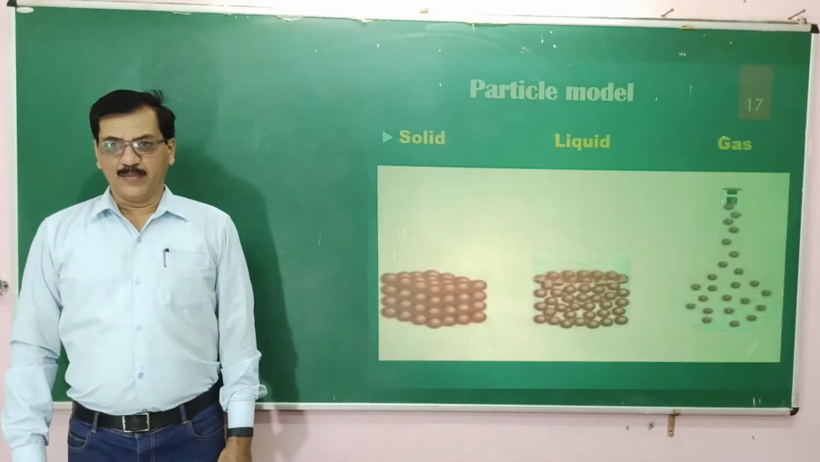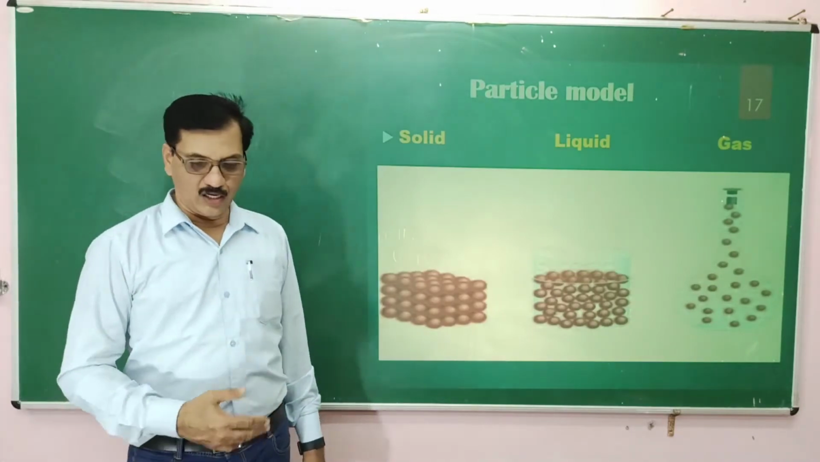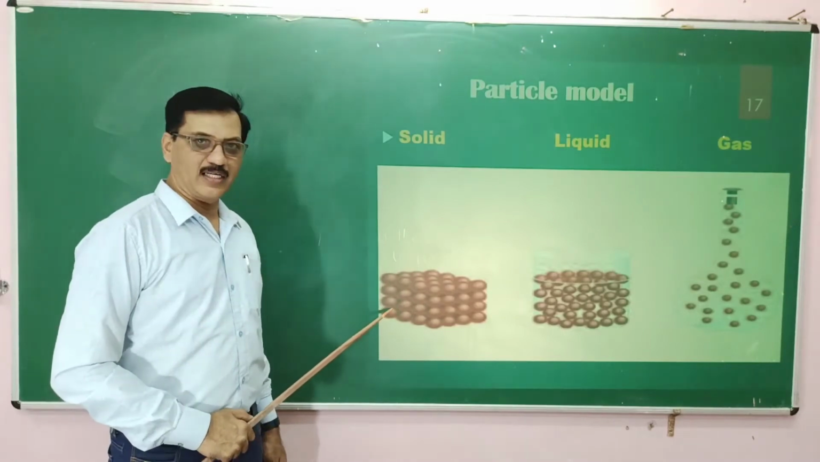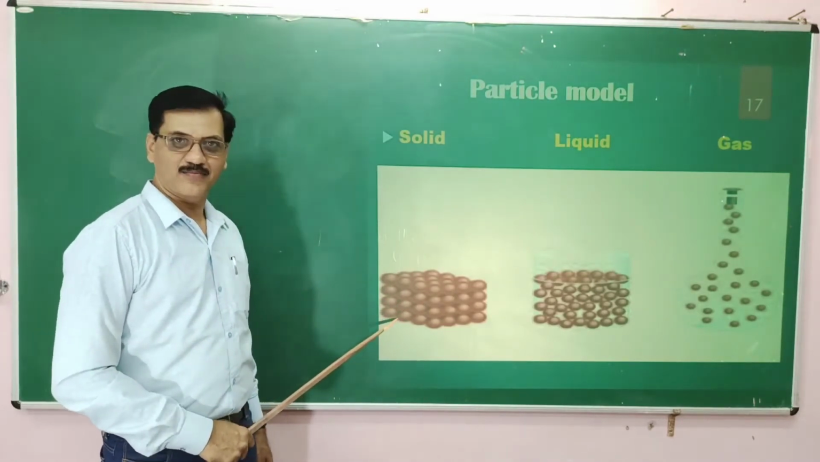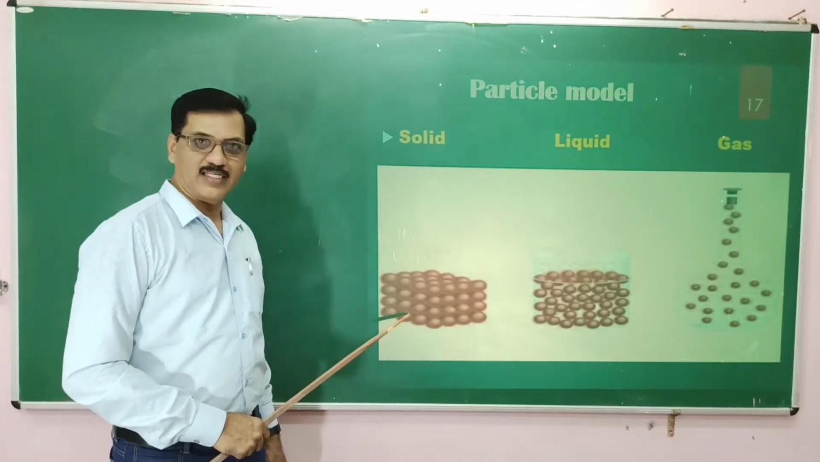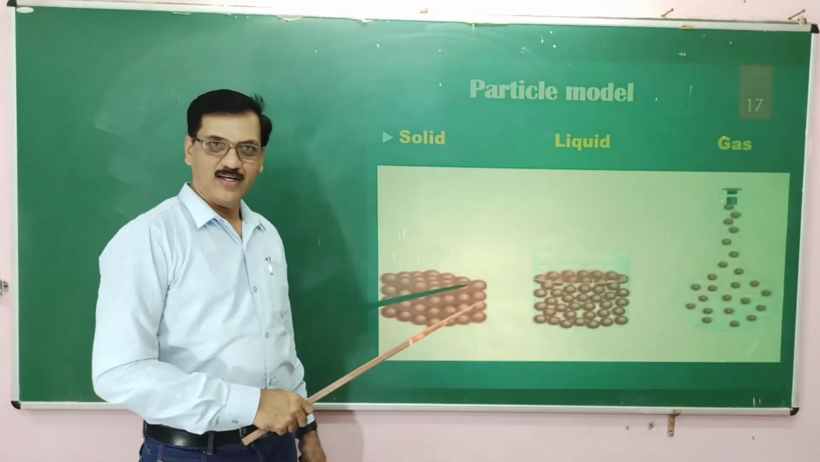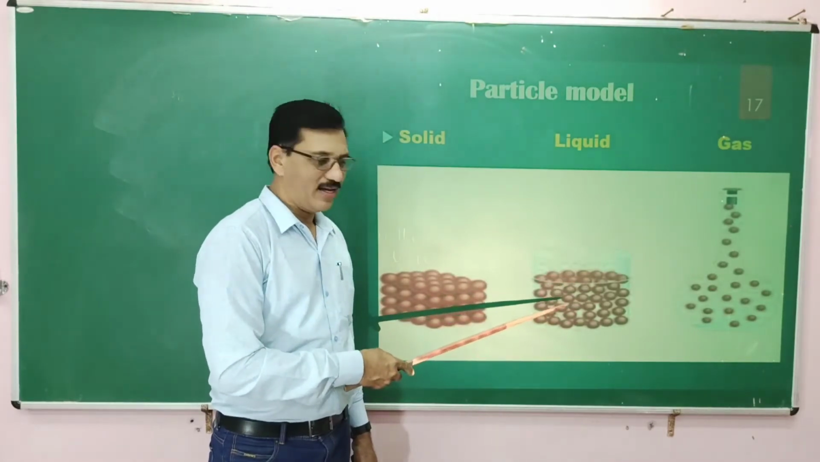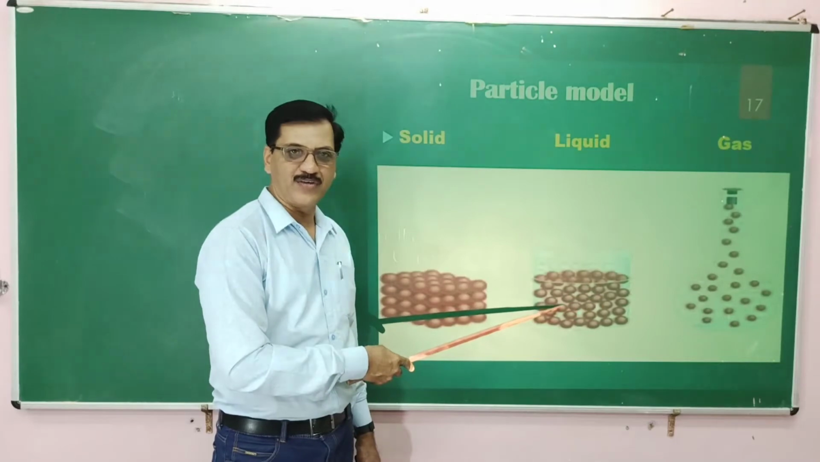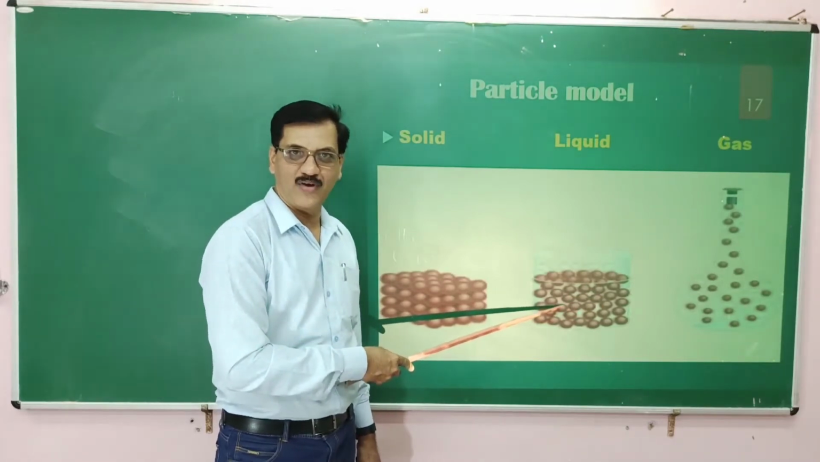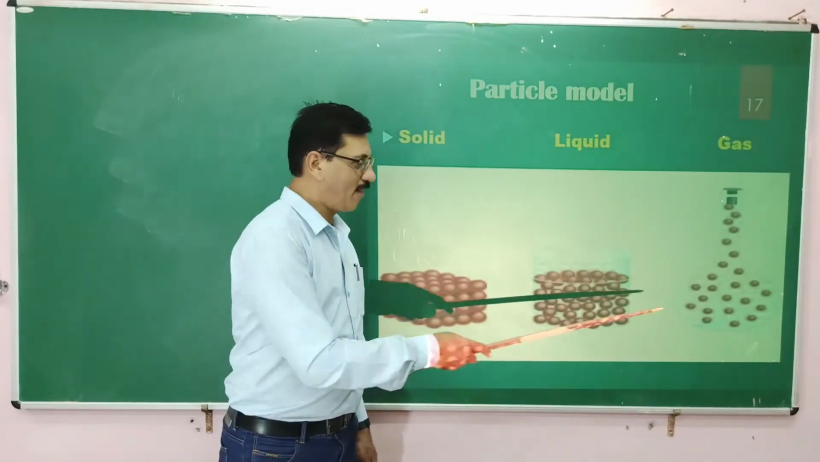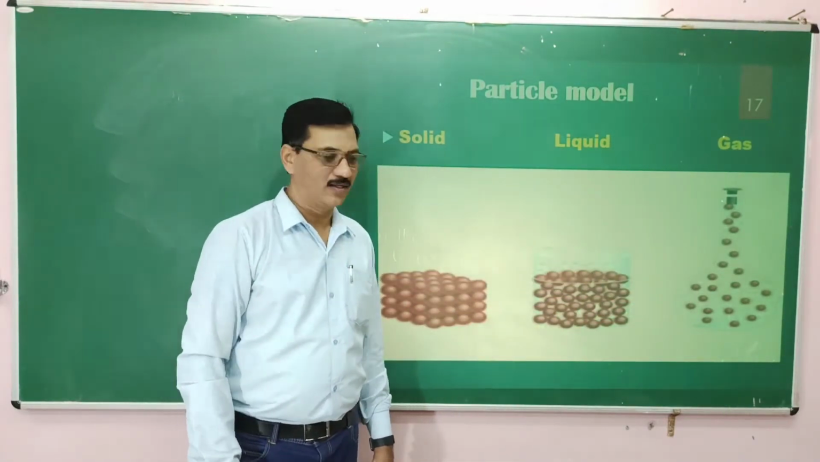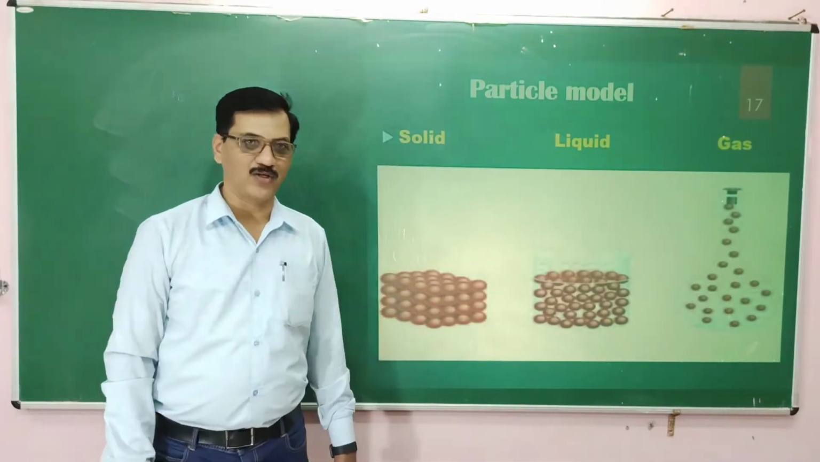Now, let us look at the particle model of solid, liquid, and gas. If particles are present in a solid, they are well arranged like this, probably the way that you sit in the classroom. This is the liquid, where particles are a little away from each other, maybe the way you are outside the classroom. And this is the way the gas particles are. Probably this is the way you are in the playground.